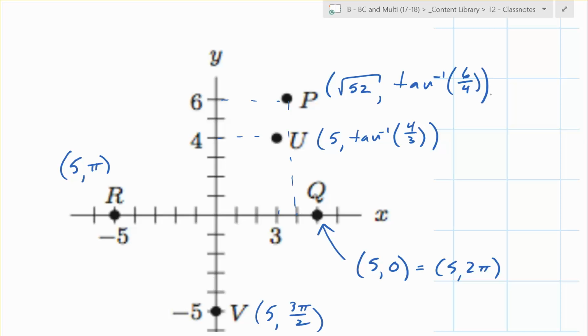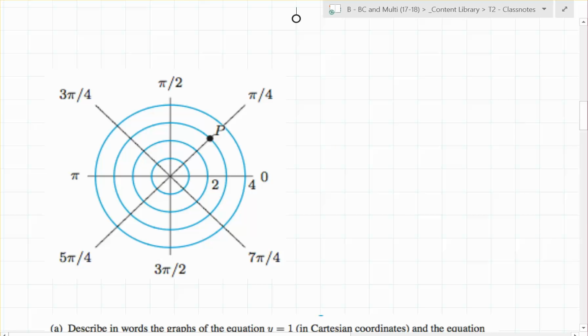Then another way to do it is, hey, what kind of graph paper is this? This is polar graph paper right here. So we had Cartesian points in Cartesian land converting to polar. We could have points in polar going to Cartesian.